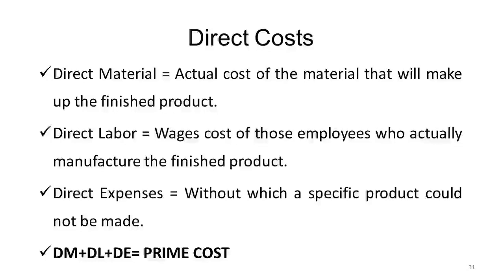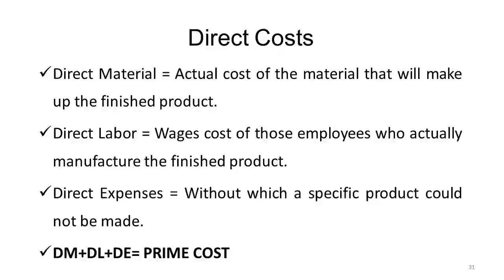Those are indirect materials. Direct labor are wages cost of those employees who actually manufacture the finished product. So people who are there in cutting, in stitching, in washing, finishing, those are direct labor. But someone who is measuring the fabric, who is checking the fabric, their efforts are not visible in the shirt. You cannot see whether it has been checked or not. You can see that, yeah, it has been stitched, it has been washed, it has been finished, it has been ironed. These are all direct labor.